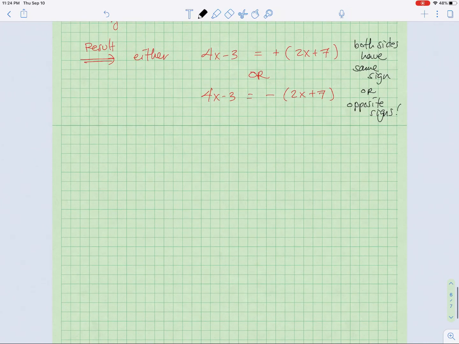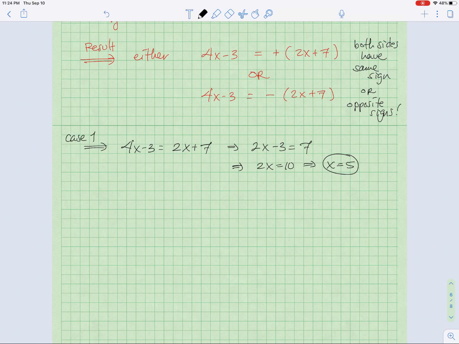So when we go to solve this, what we have is 4x minus 3 is equal to 2x plus 7, in which case if we subtract 2x from both sides, we get 2x minus 3 is equal to 7. And if we add 3 to both sides, we get 2x is equal to 10, making x equal to 5. That was the original case number 1.